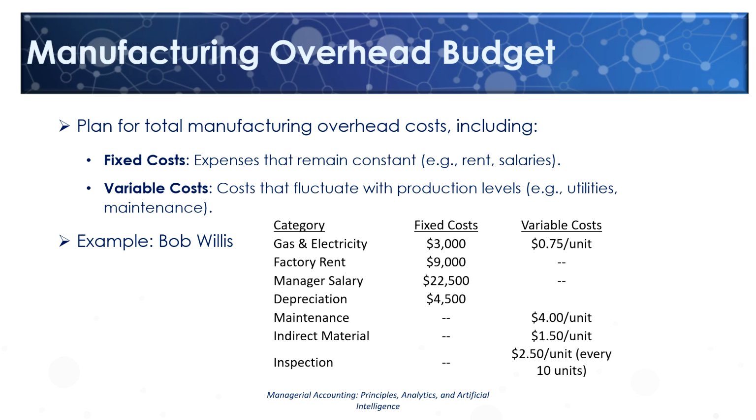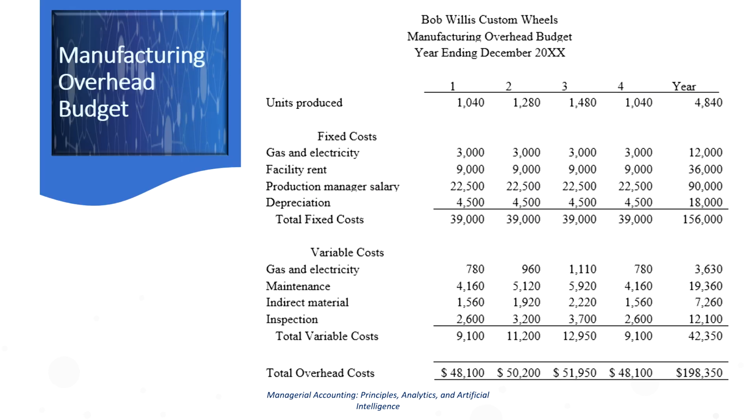That production volume typically affects variable costs. And you can see variable cost categories are gas and electricity, maintenance, indirect material, and inspections. Now let's look at the manufacturing overhead budget detail for Bob Willis. Notice that the fixed costs, gas and electricity, facility rent, production manager's salary, and depreciation, are even across periods. That's because the fixed costs are not driven or influenced by production volume.